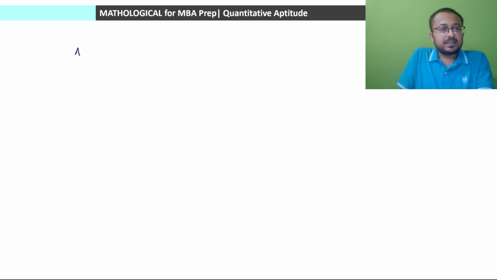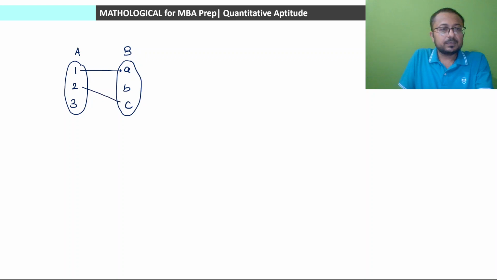Let's say we have a set A and a set B, and elements in set A are 1, 2, and 3. Elements in set B are A, B, and C. 1 is connected to A, 2 is connected to C, and 3 is connected to B. And each element of set A is connected to exactly one element of set B, isn't it so?